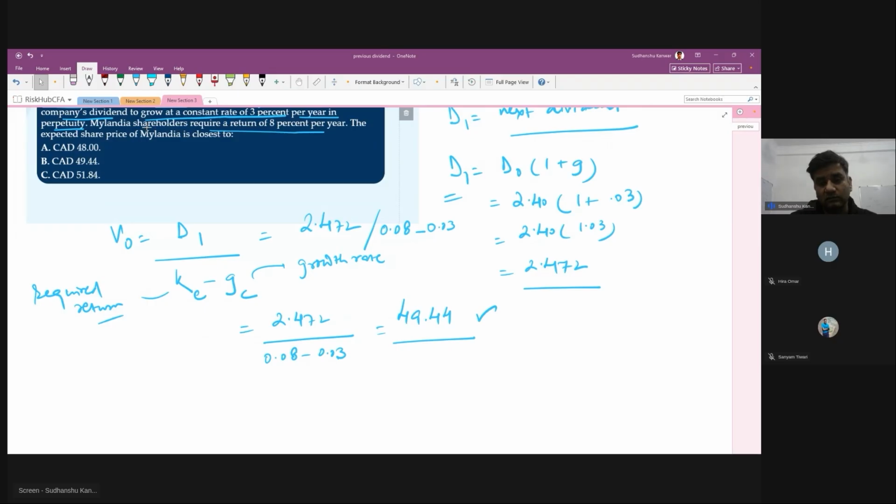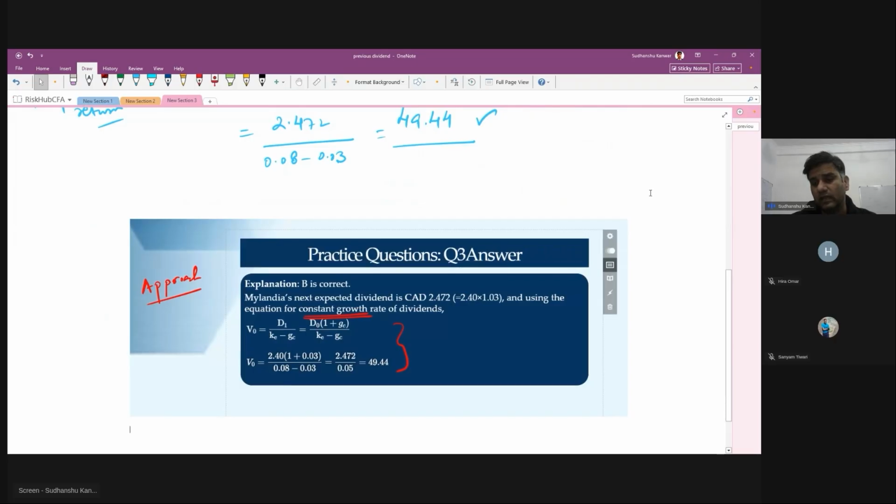The next question will be tricky, right? Let's do that again. Chances of the next question coming in the exam is higher because this question is very easy, so I don't think there should be any issue. Next question, let's try to do it. I told you that this is single stage DDM, dividend discount model. That will be multiple stage DDM, right? So that will be a little tricky to solve. So if we take next this one, practice question 4.